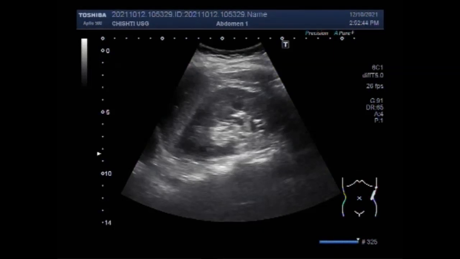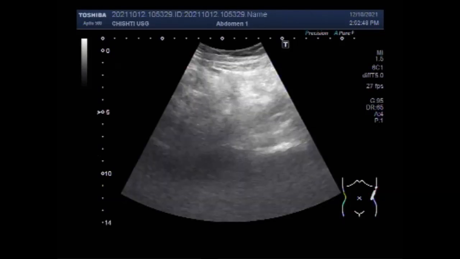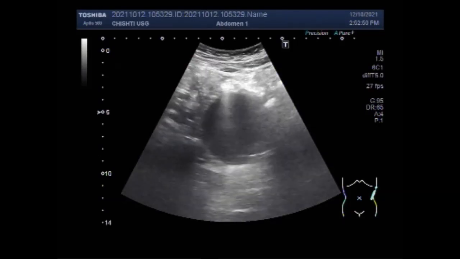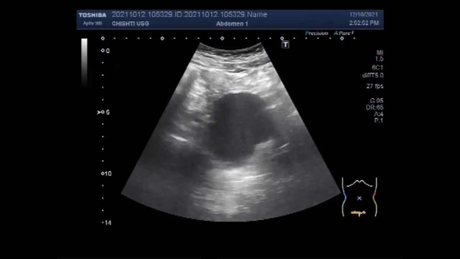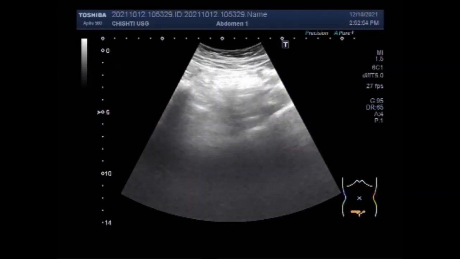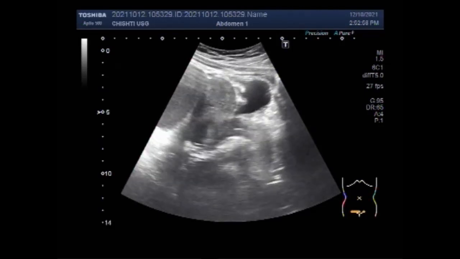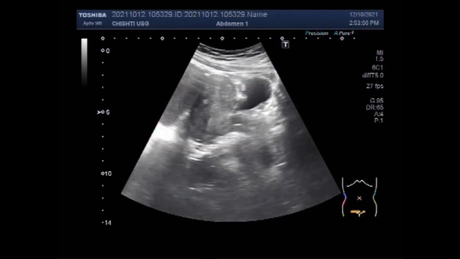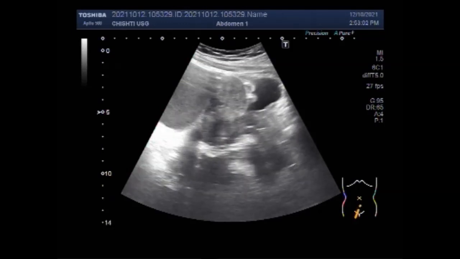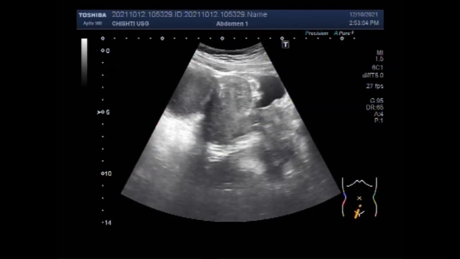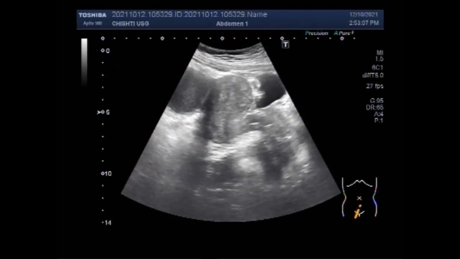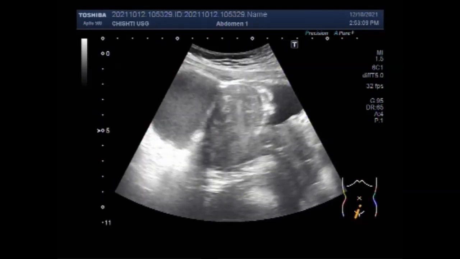This ultrasound video shows a case of chocolate ovarian cyst, also known as endometrioma. Endometriomas, also known as chocolate cyst or endometriotic cyst, are a localized form of endometriosis and are usually within the ovary. Now you can see the urinary bladder, uterus, and a chocolate ovarian cyst.